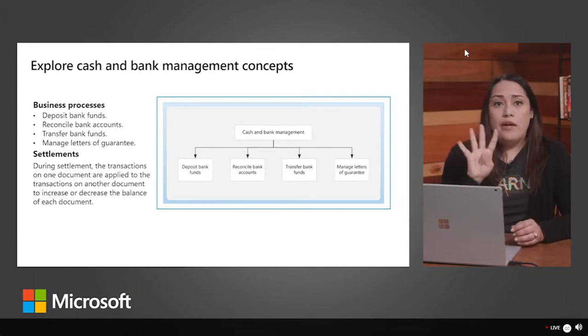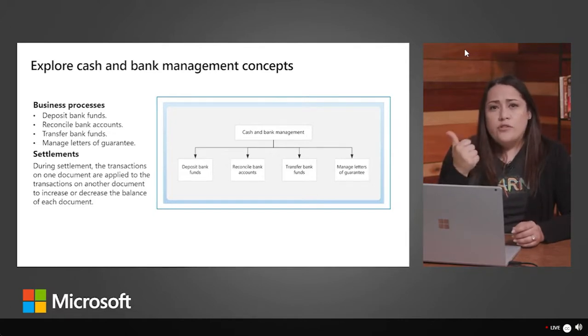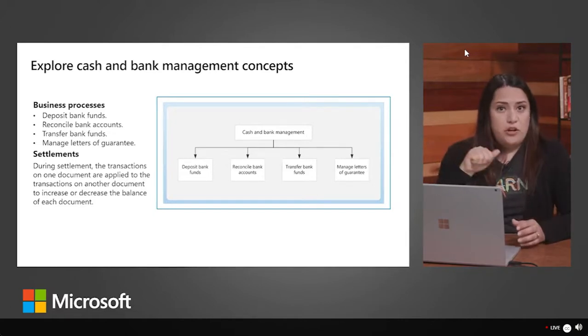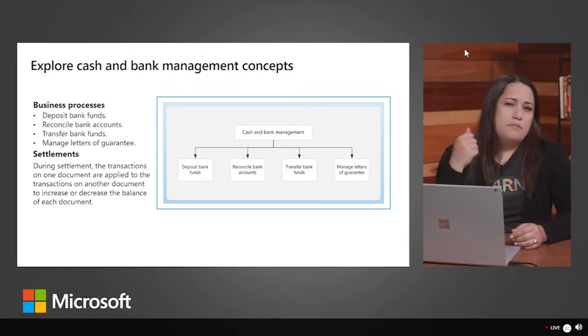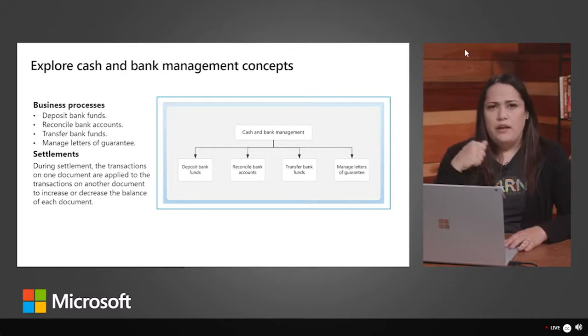And there are going to be 4 main processes under the Cash and Bank Management. First, you have depositing bank funds. This could include things like deposit slips, bills of exchange, promissory notes, or checks, really anything. Then you have your reconciliation of accounts.